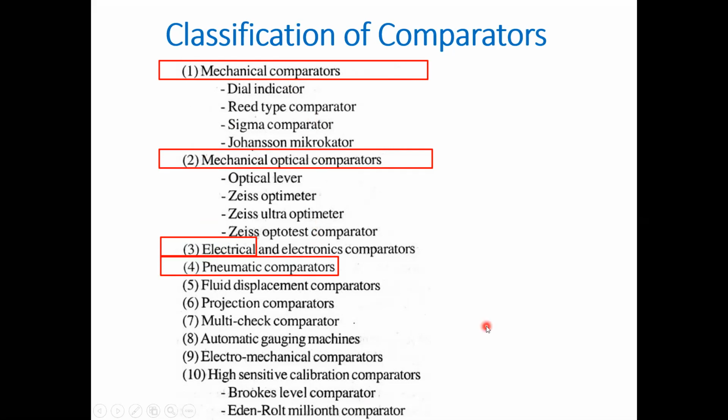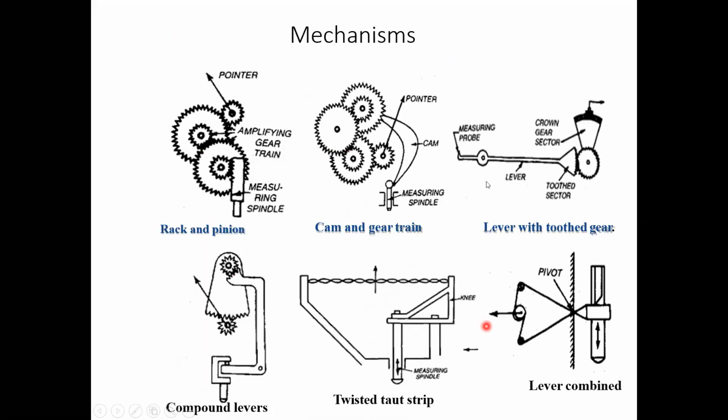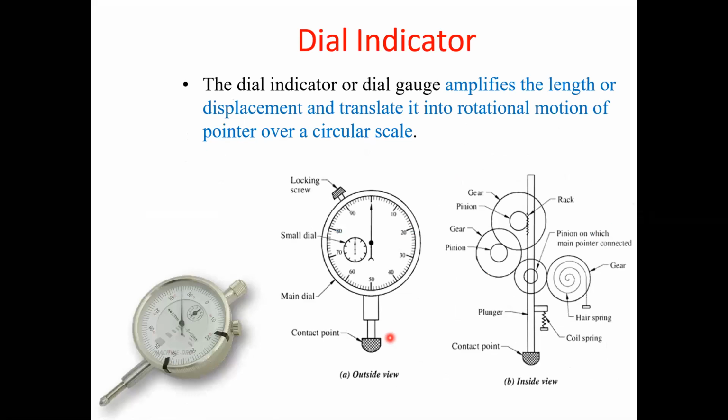These are the different mechanisms used in comparators: rack and pinion mechanism in the case of the dial indicator, cam and gear train, lever with toothed gear, compound levers, twisted strip, and lever combined. These are the different mechanisms used in the coming comparators. Dial indicator: we already discussed it in earlier classes. It indicates the small variation at the contact point on the work part.